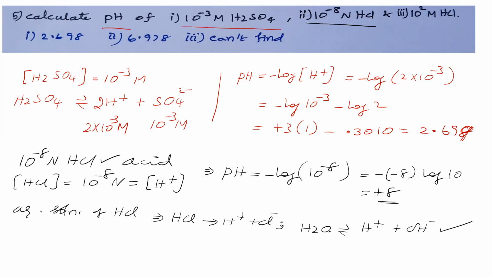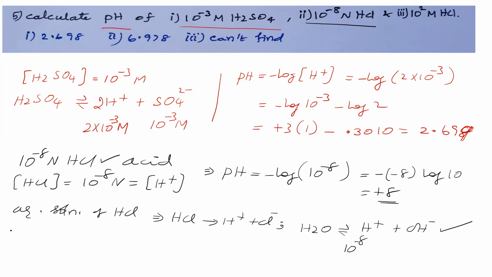Now here in this case, HCl is giving H plus. HCl is giving how much H plus? 10 power minus 8 normal HCl giving H plus. So this water also dissociating. Water dissociating to give how much OH minus? This we have discussed in the ionic product of water.